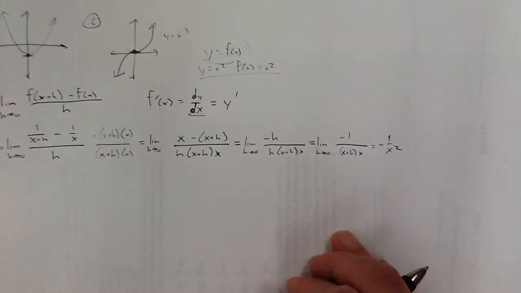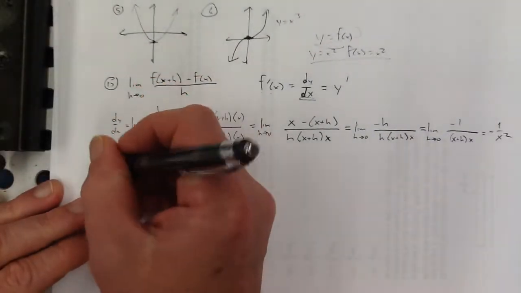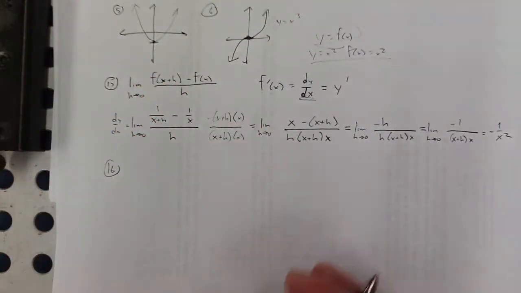Okay, so there's the derivative, and no tangent line this time. So that's it. All right, 16.